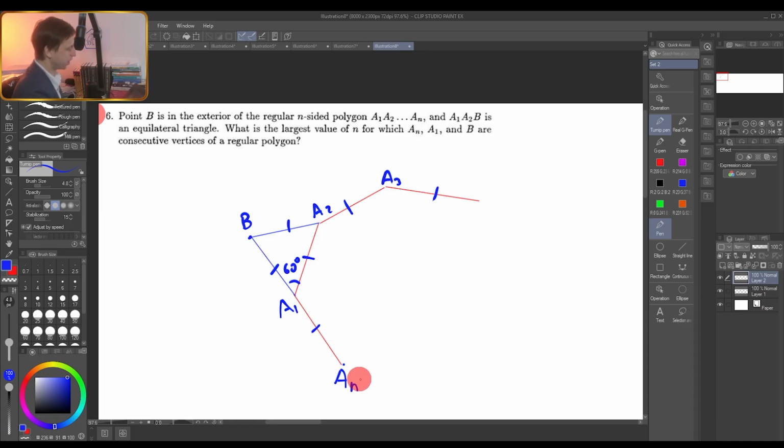If there is some other regular polygon, the angle of this polygon, An, A1, B, should be of a proper amount. It's very important because regular polygons can't have just any angles. For example, a regular pentagon has every angle of 108. A regular hexagon has every angle of 120. So if we want some other regular polygon to exist such that An, A1, and B are consecutive vertices, then this angle An, A1, B should be precisely the angle of some, probably other, regular polygon.